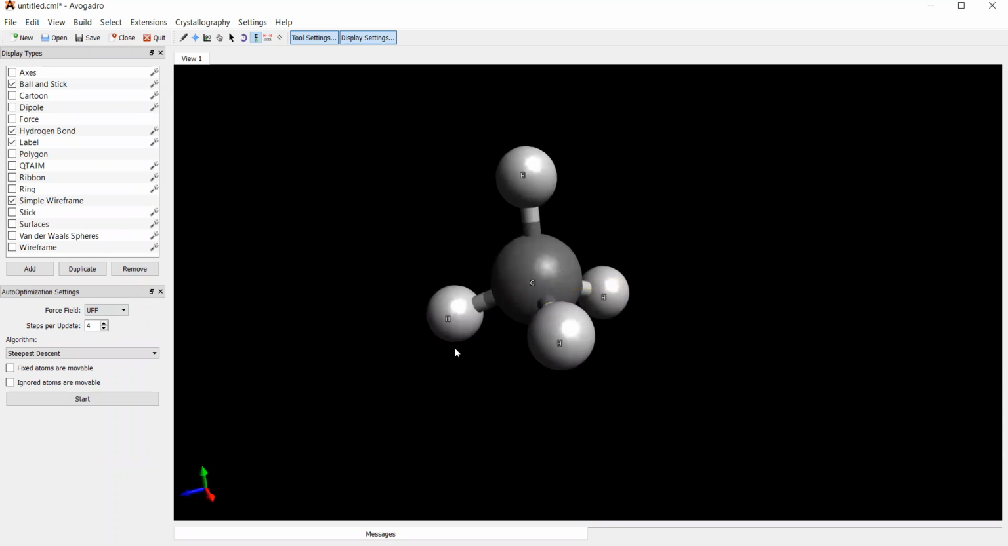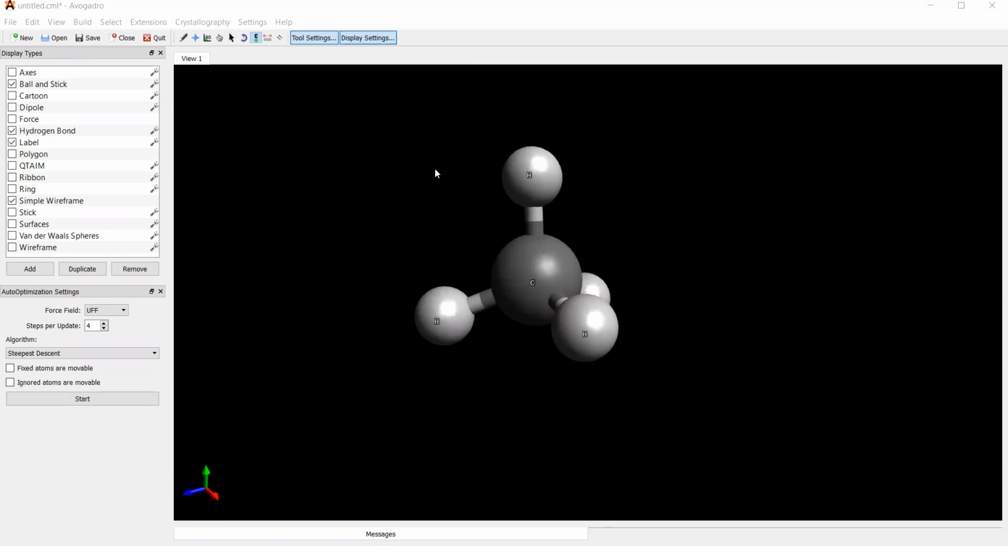As you can see, 3 of them are pointing downward. One of them is pointing upward. But out of these, if you can see my cursor, this hydrogen here, carbon here, and hydrogen here, all of these are in one plane. This hydrogen is coming out, and the hydrogen which is behind it is going away. So this is the structure that you are going to get. Now this is known as tetrahedral.